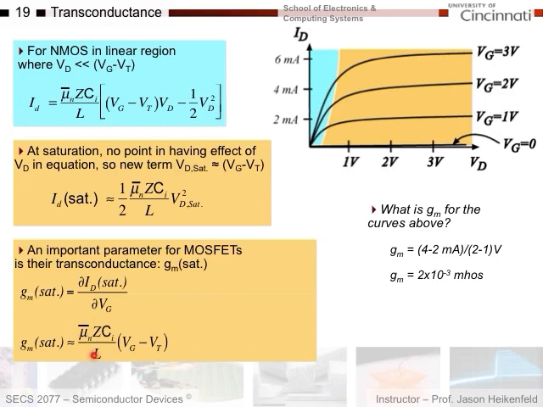Okay? You can look at this plot up here and say, well, what's my transconductance for this? It's pretty easy to calculate. I'll do an example of 4 milliamps and 2 milliamps, divided by 2 volts minus 1 volt. So I change by 2 minus 1 to get a change in 4 and 2 milliamps, and I get a transconductance of 2 times 10 to the minus 3 mhos, or you could also call it Siemens.